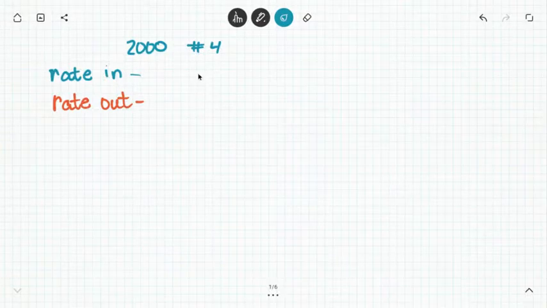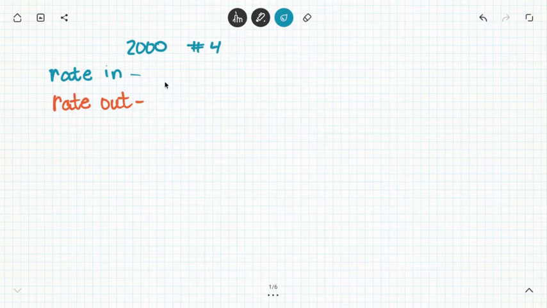Okay, so this is going to be 2000, number 4. It's a free response question. Numbers 1, 2, and 3 are typically calculator, and then 4, 5, and 6 are not calculator. So I'm going to assume this is in the non-calculator section. I think in 2000 it was still that way. And we're going to work this one without a calculator.